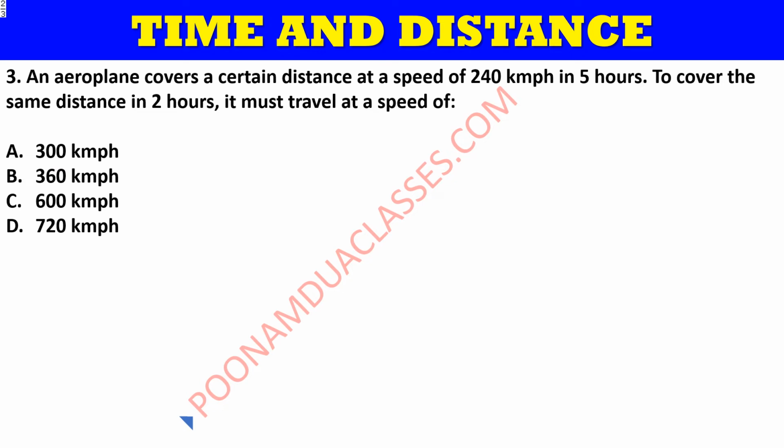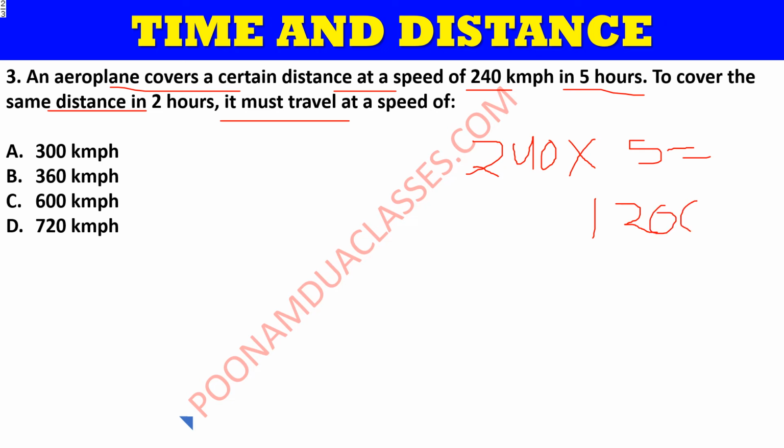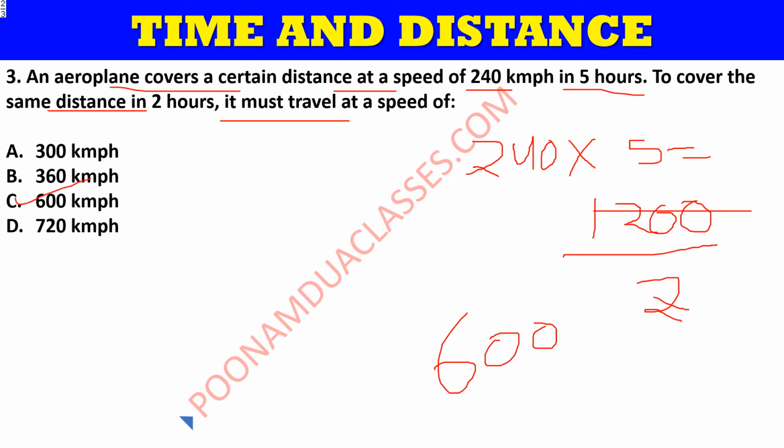Next question, question number 3. An aeroplane covers a certain distance at a speed of 240 km per hour. To cover the same distance in 2 hours, it must travel at the speed of what? So 240 km per hour इस स्पीड पर हमारा प्लेन ट्रेवल करता है, तो टोटल डिस्टेंस कितना हो, 240 multiplied by 5, that is 1200. So 1200 is the total distance, and to cover the same distance in 2 hours, we will divide it by 2. It must travel at the speed of 600 km per hour. Option C is the right answer here.